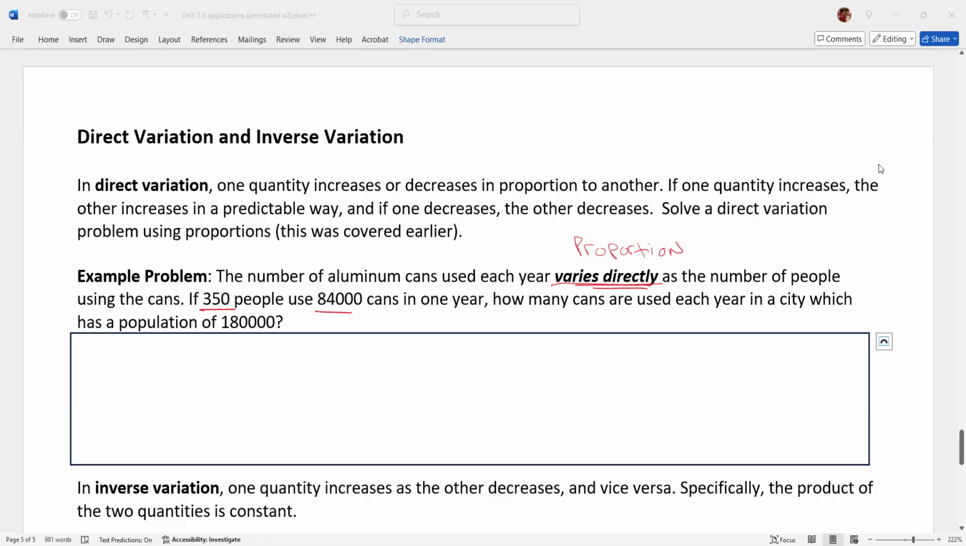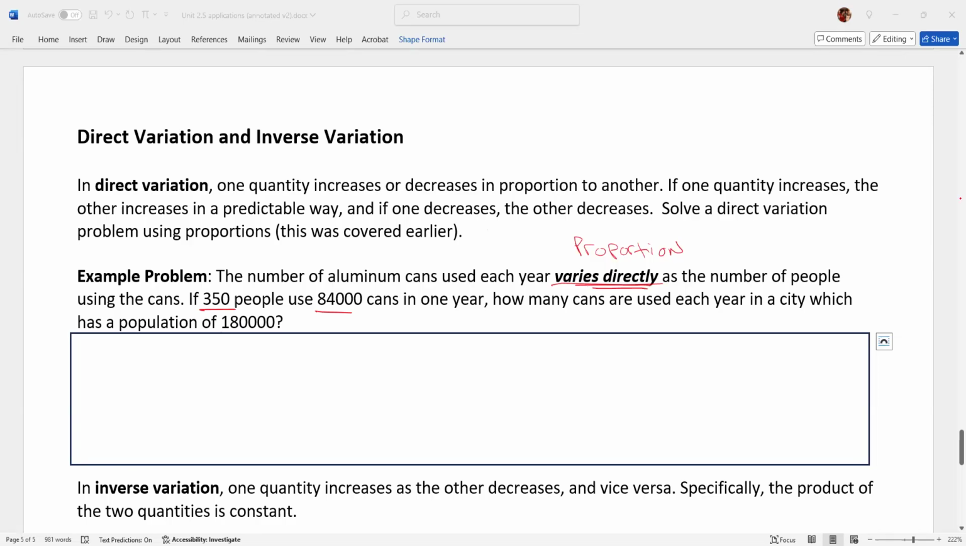We're going to go ahead and finish out section 2.5 on applications. This will be real quick. We're going to do direct variation and inverse variation. The easy one is the direct variation because it is going to be solved using a proportion, which we've already talked about. So when you see the words varies directly, then just think proportion.